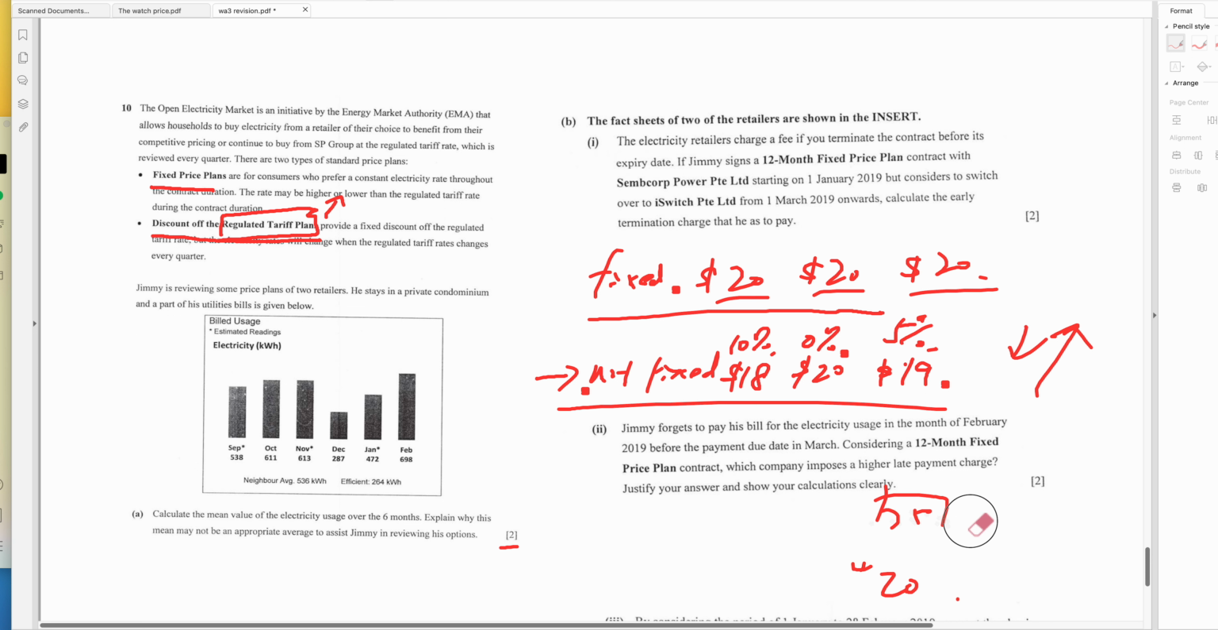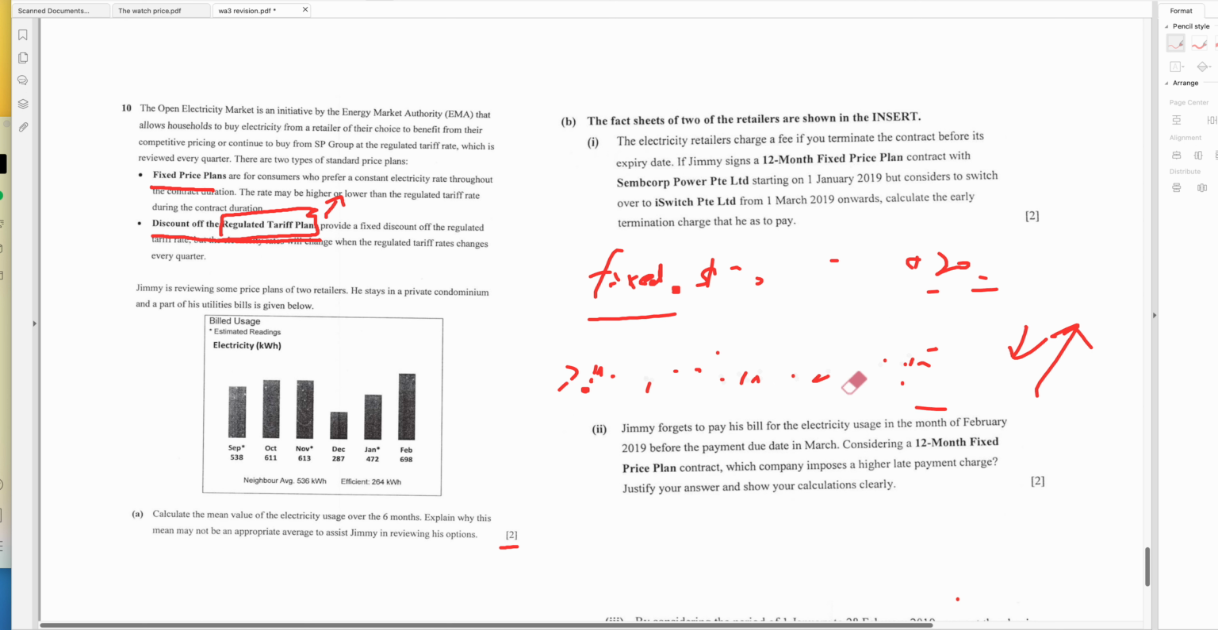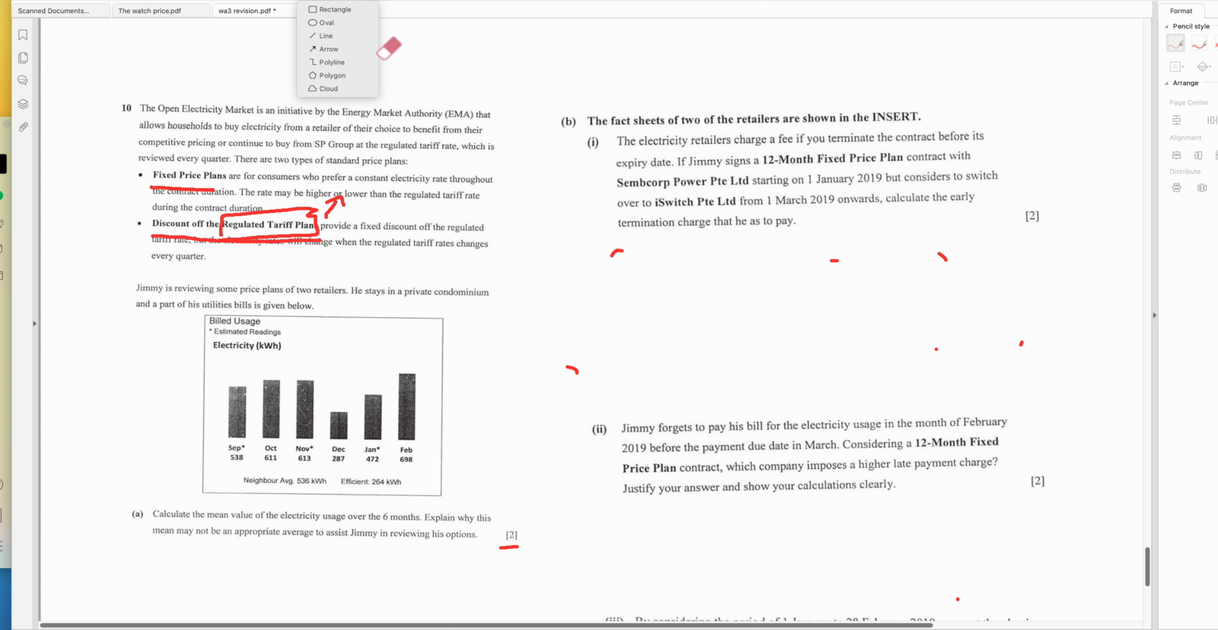But still, 2 marks also cannot get? Because I don't understand the price plan. Okay, so let's look at the electricity usage. This is the usage. So 538, then this 613. Then they say the neighbor average is 536. Then they say calculate the mean value. So what's the meaning of mean? Average. Mean in statistics is average. I think last time I briefly talked about these three terms. If I have not, then you better know it. Mean is average.